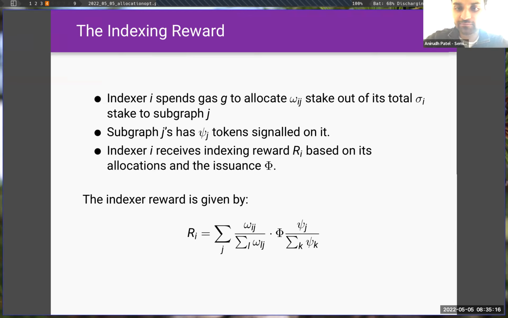The second term, the phi times the psi ratios, is basically the issuance times the ratio of how much signal is on subgraph J versus how much signal is on all subgraphs. So it's basically the proportion of the issuance that's on a particular subgraph. And then the first term, the omega ij term, is basically how much indexer I has allocated to that subgraph versus how much all other indexers have allocated to that subgraph. And then you just sum that over all subgraphs and you get indexer I's rewards.